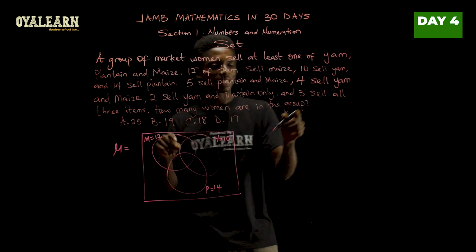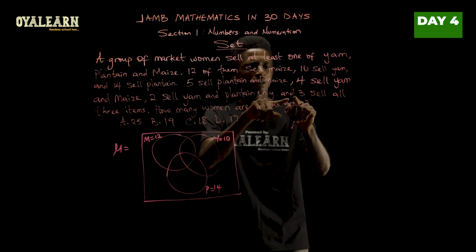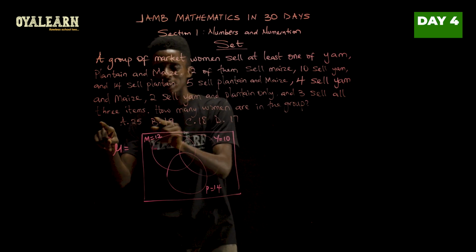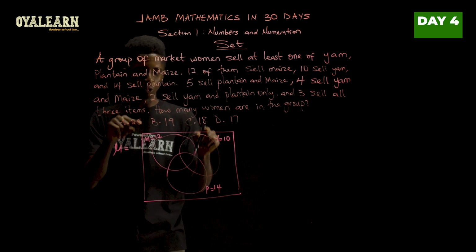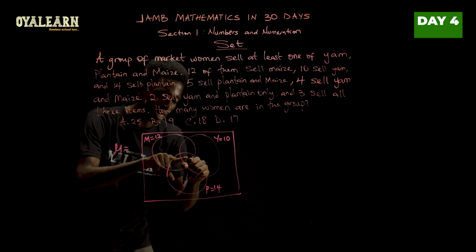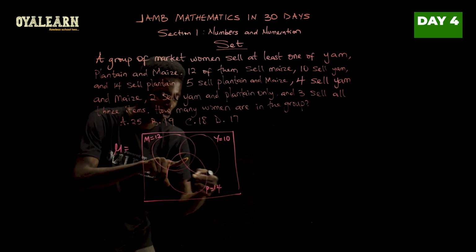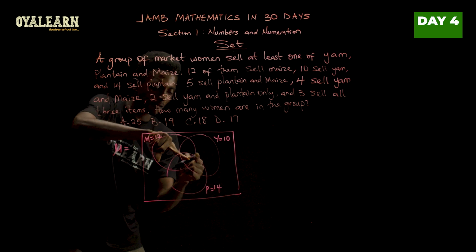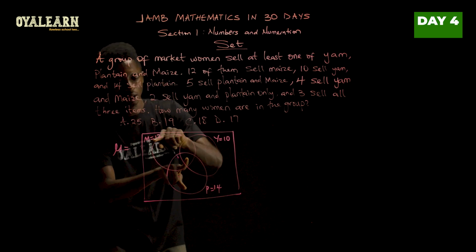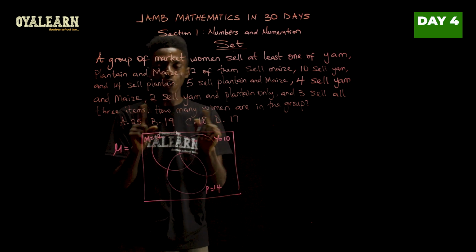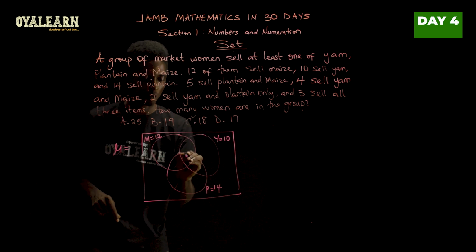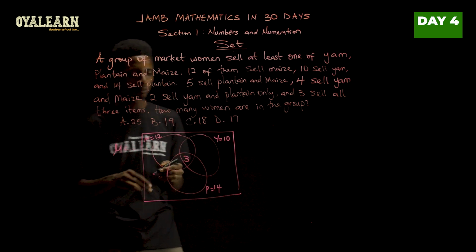Now, let's start from this, where we have 3 sell all the 3 items. Now, we have to look for the points where all 3 circles are going to loop into each other. Now, when you consider this part, you see that the yam loops around this. The circle for plantain loops around it as well, just as the circle for maize loops around this. So this part is where we have all 3 items, right? So we put 3 there.